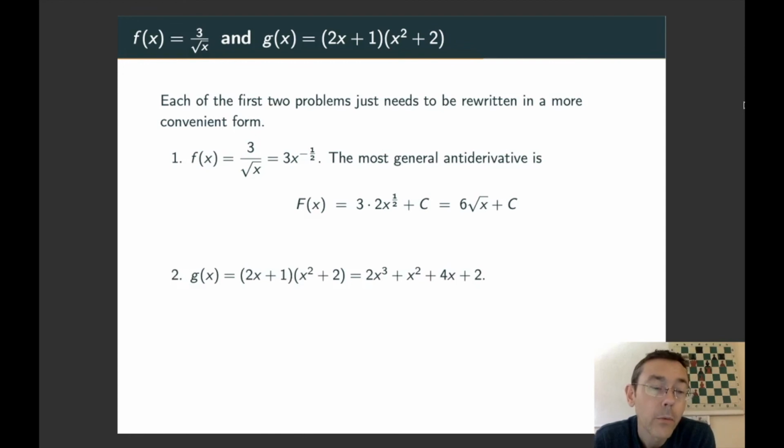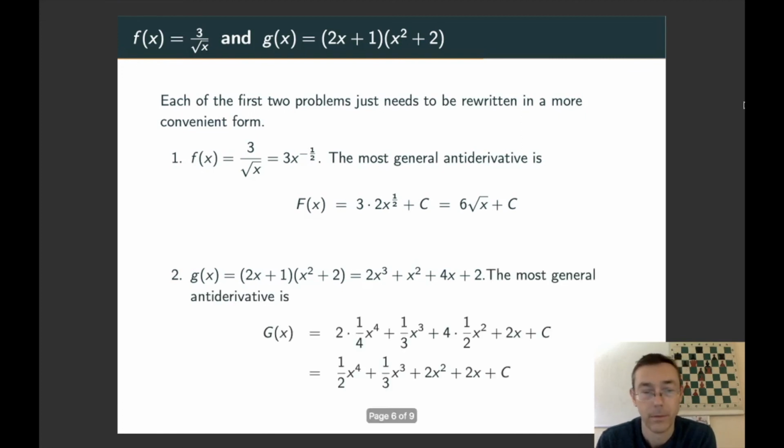In the second case, we have a product of polynomials. And it's important to recognize that we cannot just antidifferentiate the pieces. There is no product rule for antiderivatives. You got to FOIL this out first. So first, outside, inside, last. Now we have a polynomial, and we can antidifferentiate this the same way. Look at each of the terms separately, raise the power by 1, and then divide by that new power.